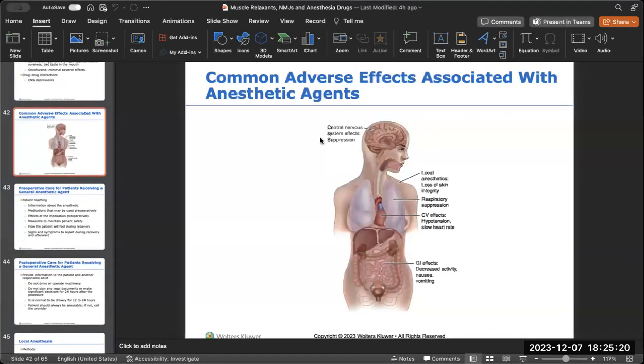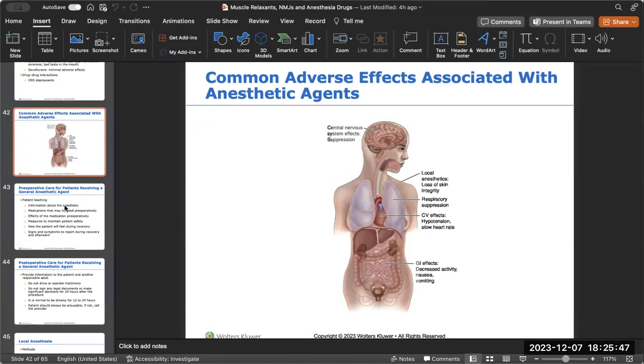Now, like I said, these are all centrally nervous system acting, so they cause suppression of almost everything, okay? Which causes respiratory suppression potentially, cardiovascular suppression like hypotension and slowed heart rate, GI effects of slowed peristalsis, which means decreased activity and leading to potential nausea and vomiting. Local anesthetics, like I said, they focus on numbing a certain particular area, right?